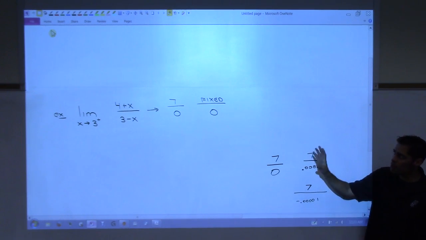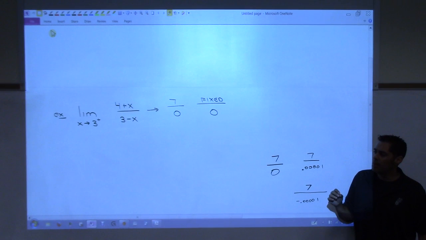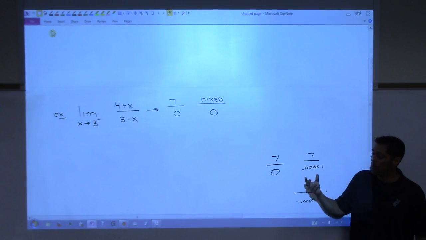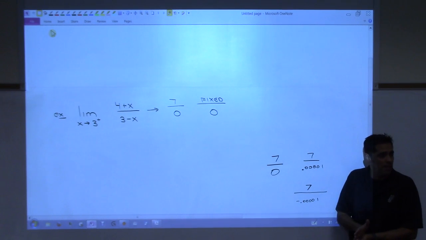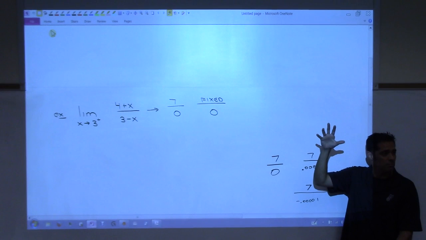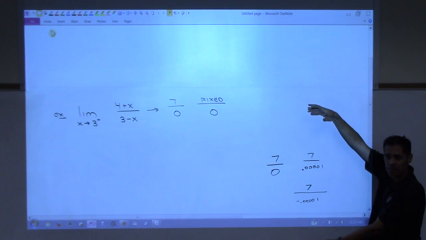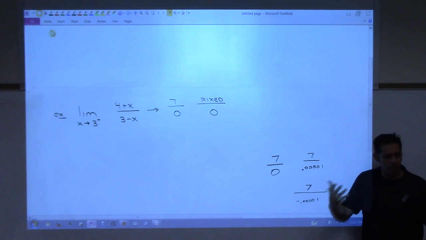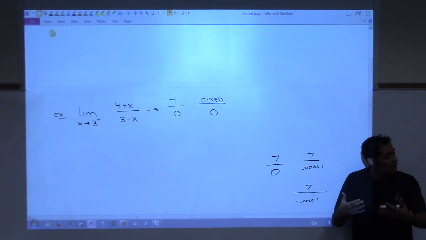So when we're doing this fixed over 0, the most important thing that we're going to look at is the signs of these two things. What's the sign of the numerator? What's the sign of the denominator? We already know that it should get large, because if you have a fixed number on top and the bottom gets smaller, the ratio gets bigger automatically. It's just a question of whether or not it's positive or negative. Is that clear to everyone? Fixed over 0 is infinite. It's just, is it positive or negative?